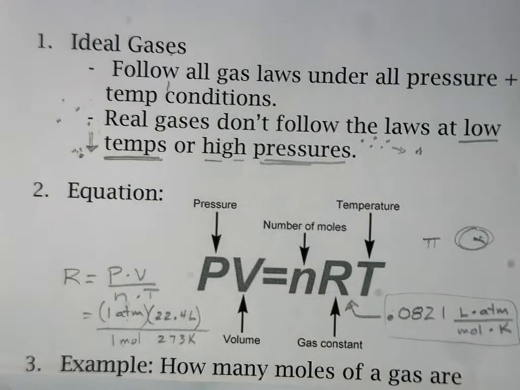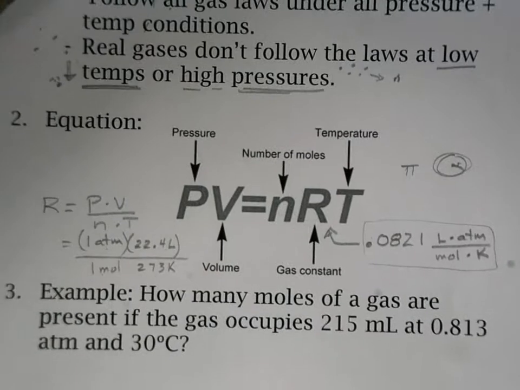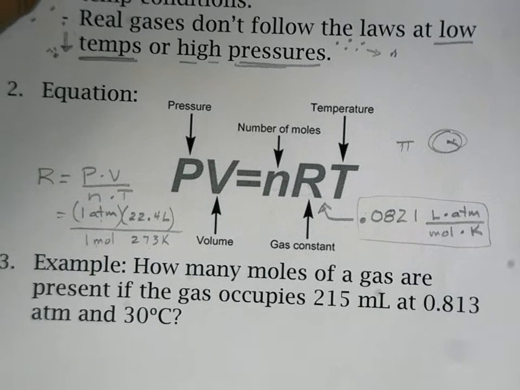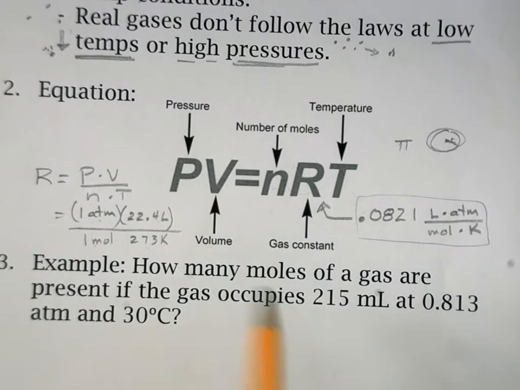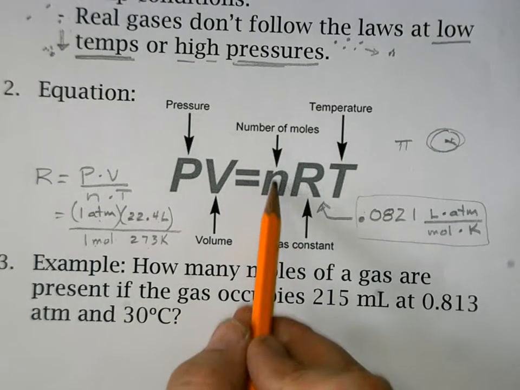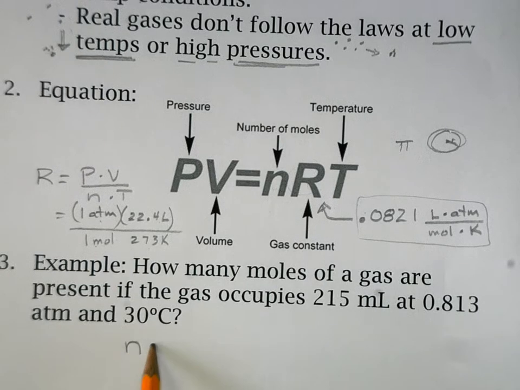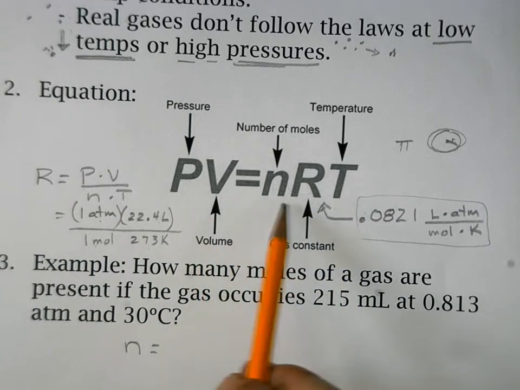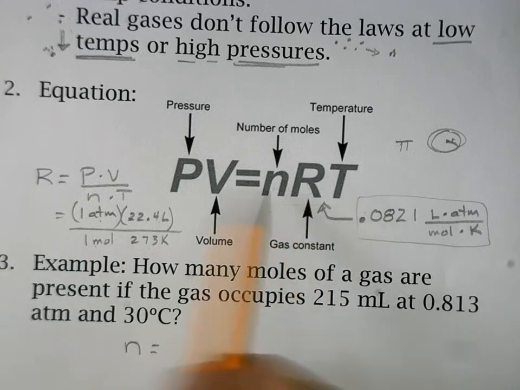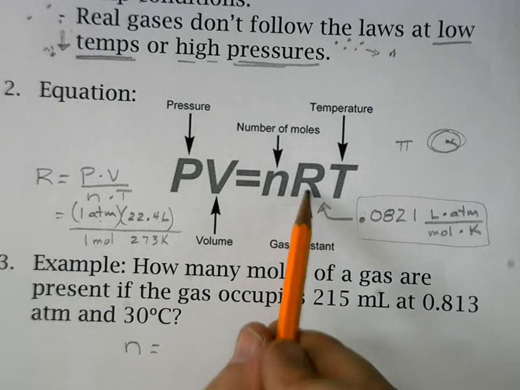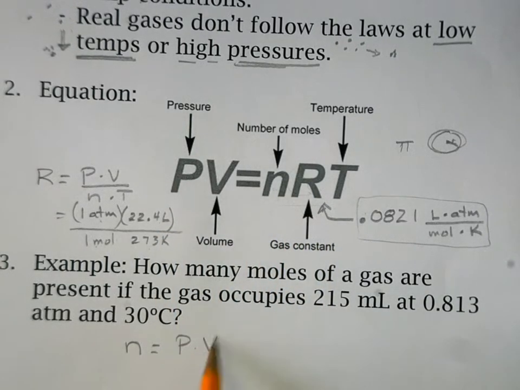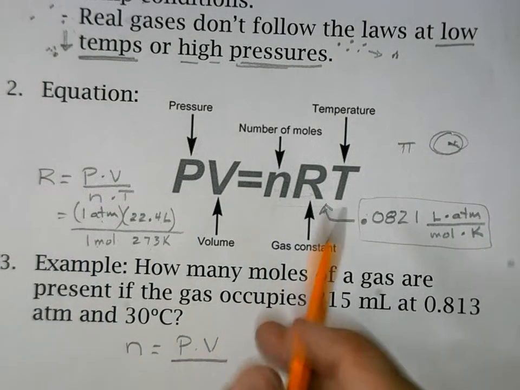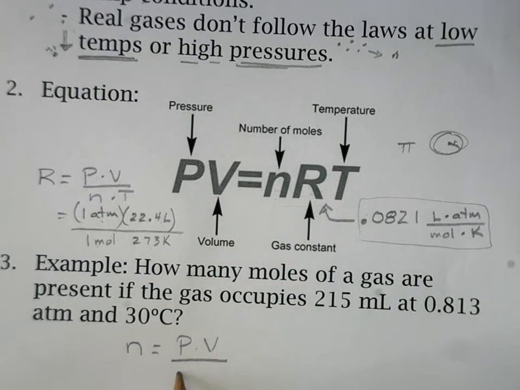So here's a practice problem for you. Now don't go writing this all out, because when we read the problem it says how many moles? Moles, the symbol is N. So we're just going to say N equals, when we rearrange this equation to get N by itself, we need to divide both sides by RT. So number of moles will equal P times V divided by R times T.